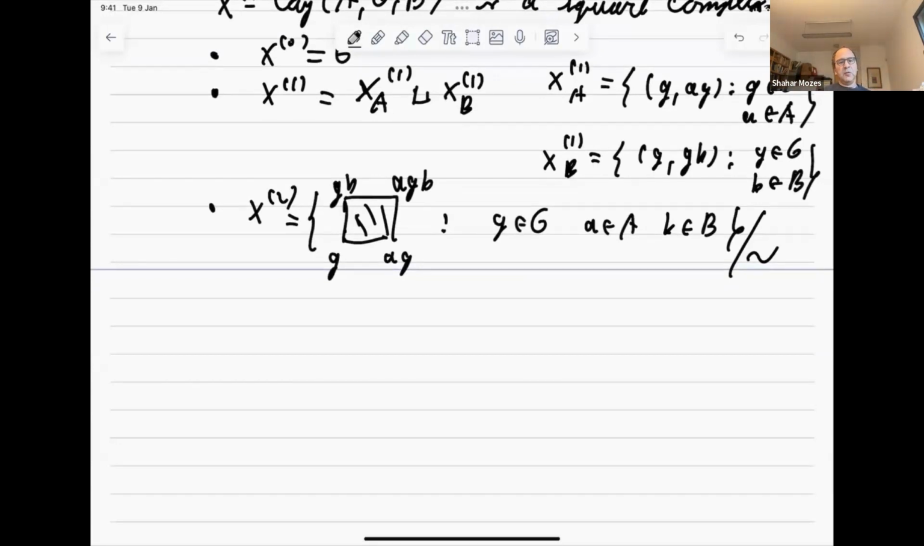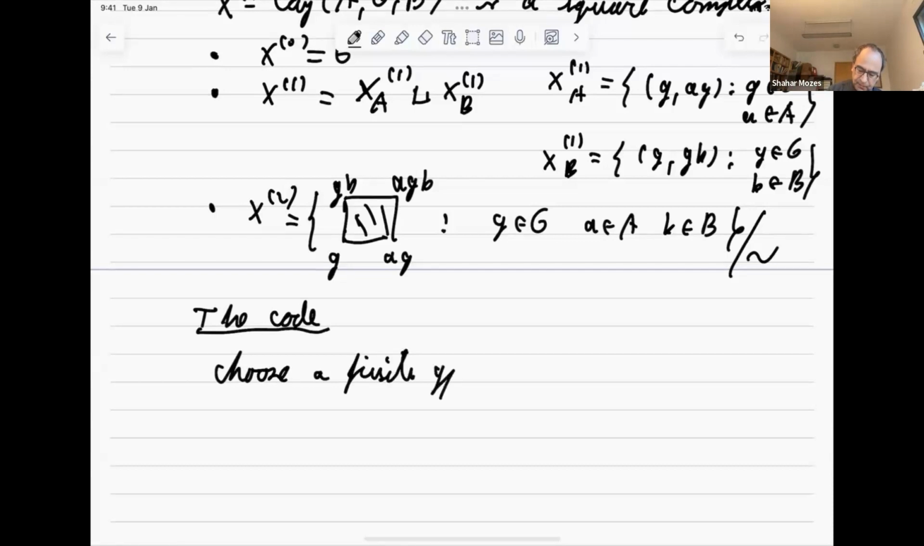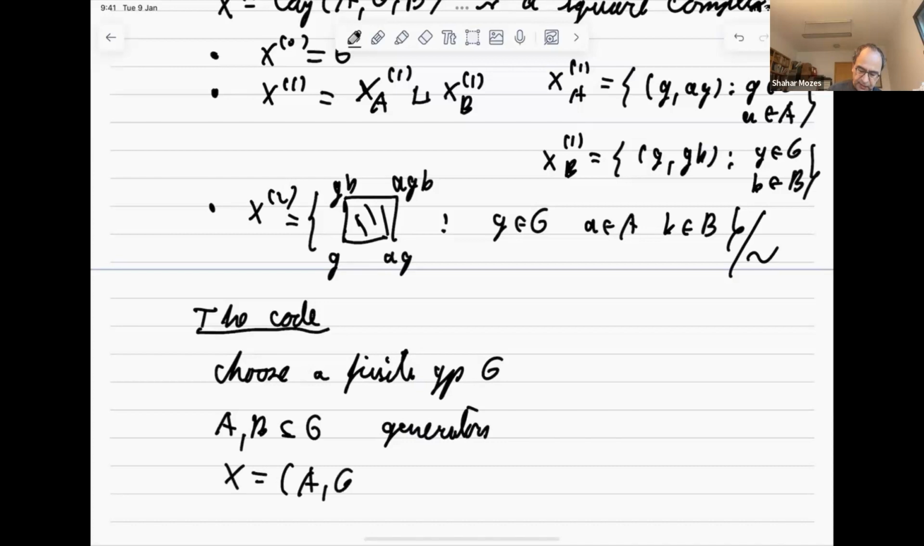And by the way, if we know how to construct something similar in higher dimension, not two-dimensional but three-dimensional, it would be useful. We'll save lots of work in the sequel. So what is the code? The code is the following object. You choose a finite group G with two sets of generators, A and B in G, symmetric sets, and X is this left-right Cayley complex, and you choose linear codes.